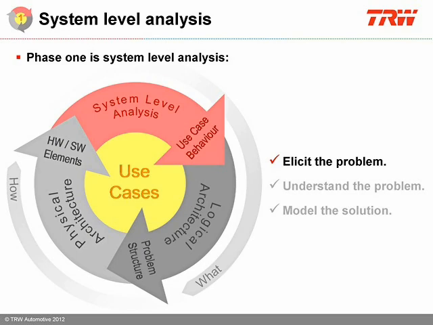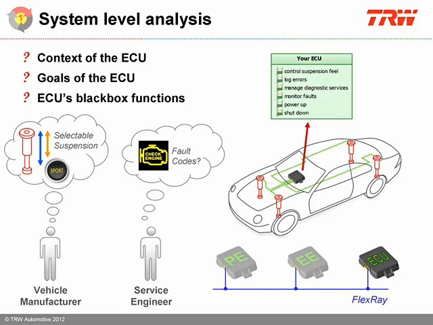The first phase of functional architecture design is the system level analysis, that is, the eliciting of the problem. The system level analysis phase is all about eliciting from the problem domain the context, goals and functions of the ECU. The aim is to define a black box view of the whole ECU that identifies functions that the ECU will need to fulfill.